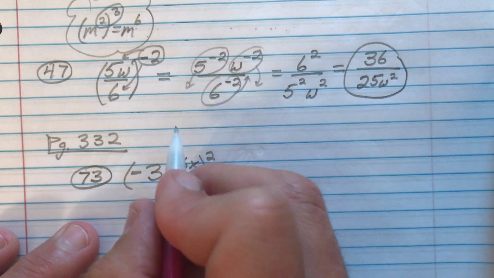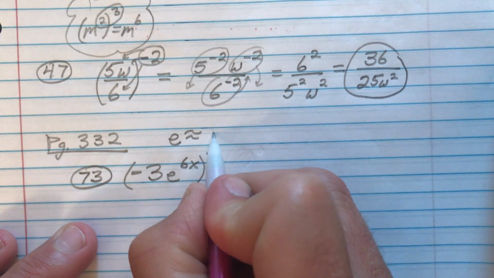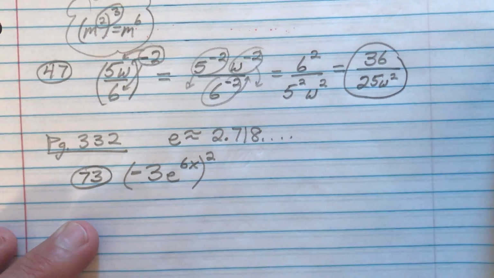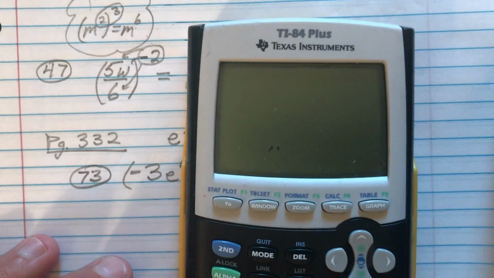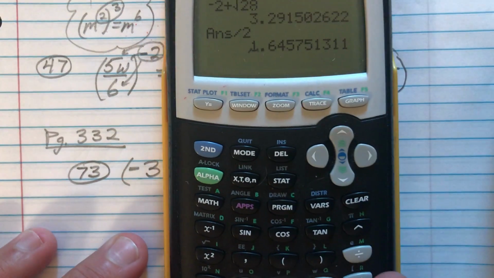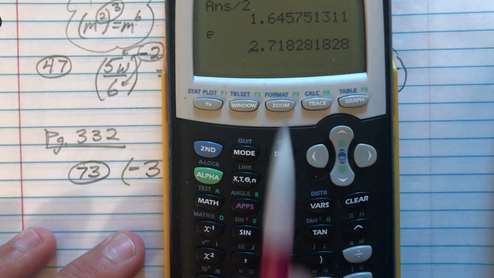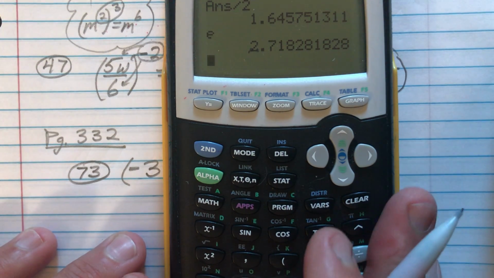Now, by the way, if you're not sure what e is, it's a constant. You could type it in your calculator, 2.718, and so on. Let me show you where it is on the calculator. If you look right above the division key, there's a little blue e. If you hit second division, e is kind of like pi. It's this long, crazy, never-ending irrational number.